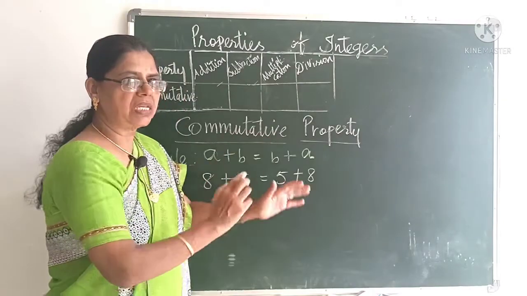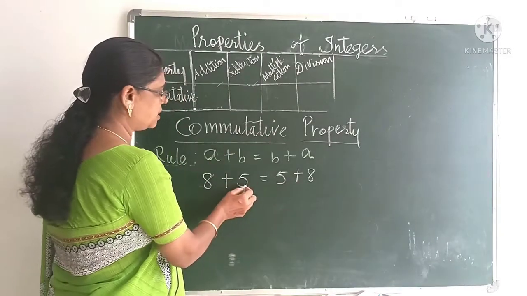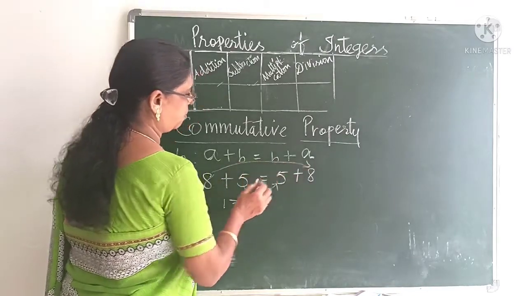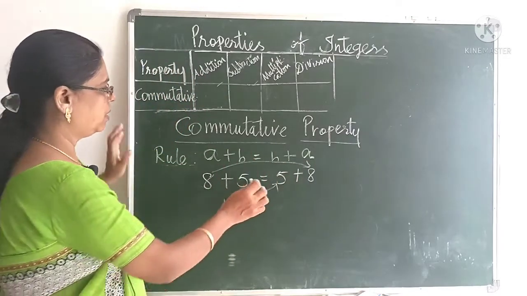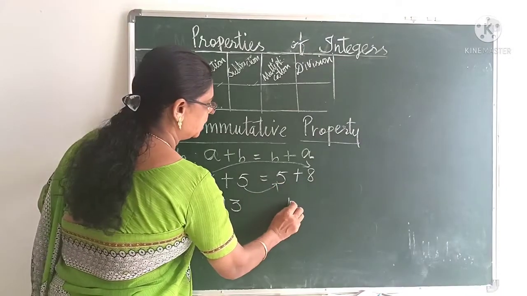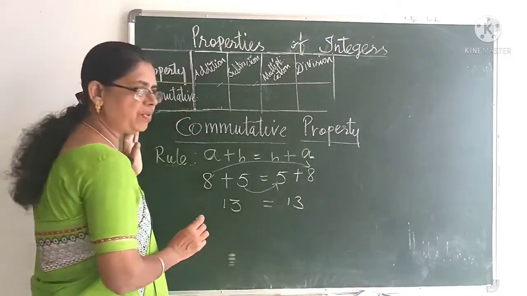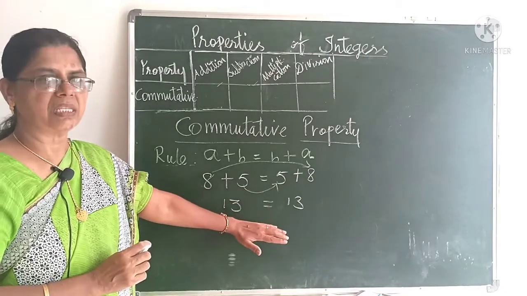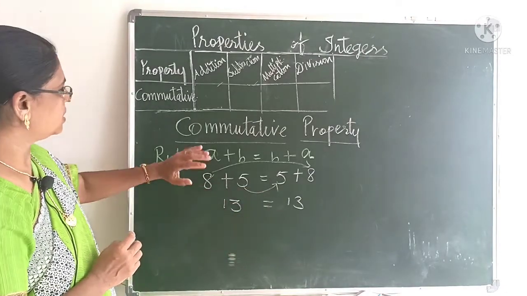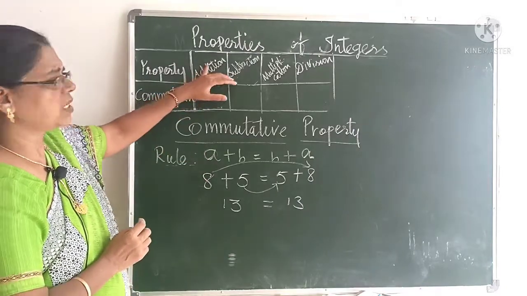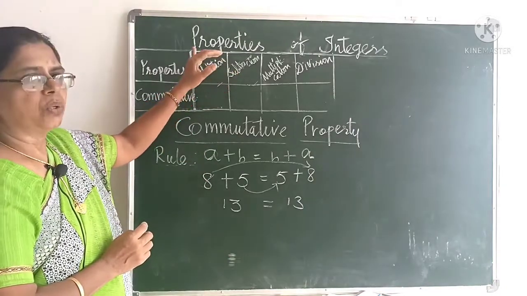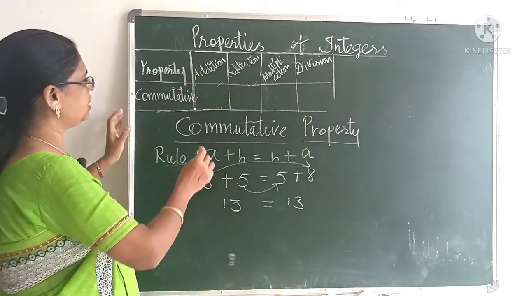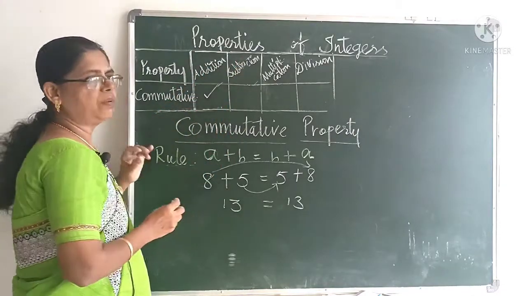And on this side we change the order of the numbers. We bring the second number to first place and the first number to second place. What is 5 plus 8? 13. So even if we change the order of the numbers, the answer remains the same. So we say addition of integers holds commutative property.